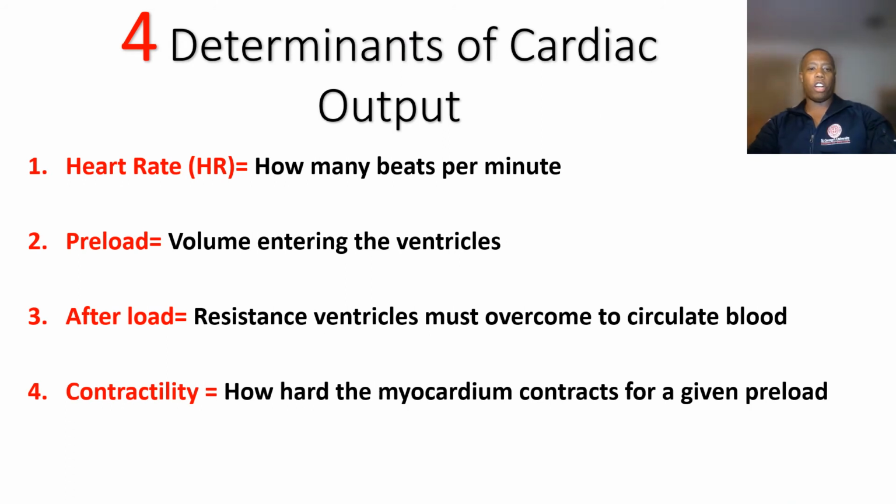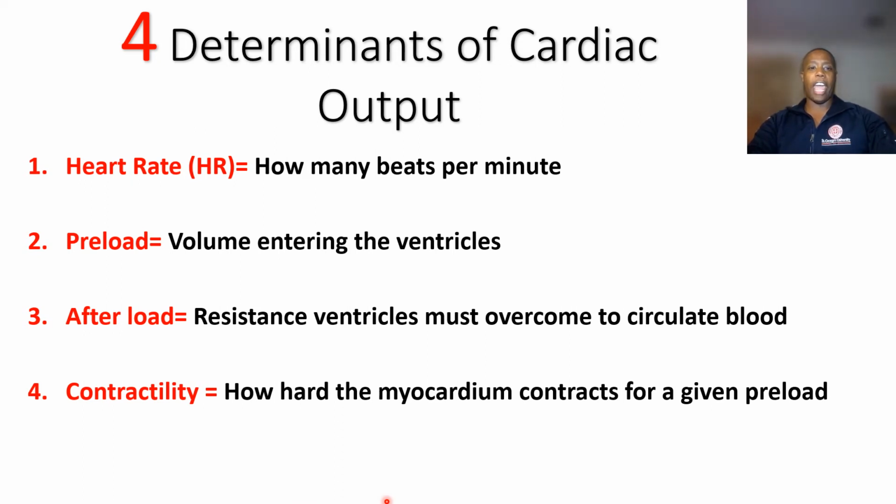So now whenever we start talking about cardiac output, we also need to know that there are 4 determinants of cardiac output. The 4 determinants are going to be heart rate, which is again how many beats per minute, preload, which is going to be the volume entering the ventricles. Afterload is going to be the resistance ventricles must overcome to circulate blood. And the last one is going to be contractility. This is how hard the myocardium has to contract for a given preload.